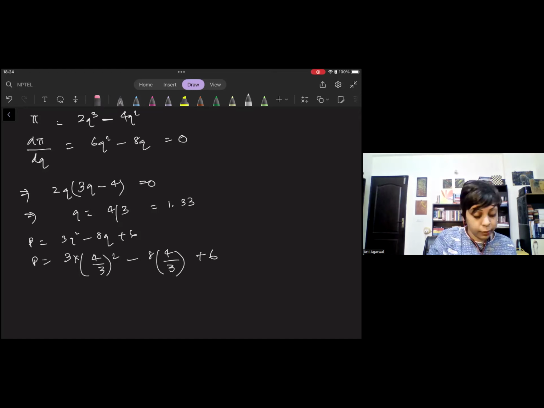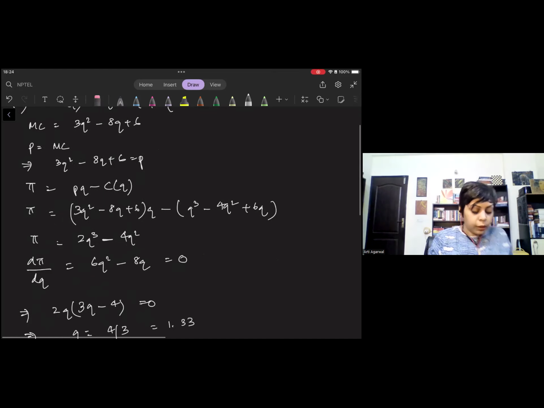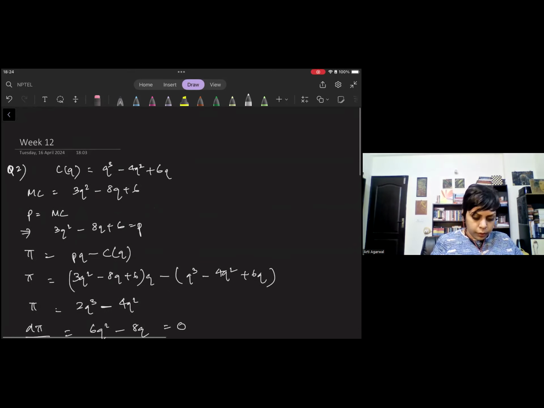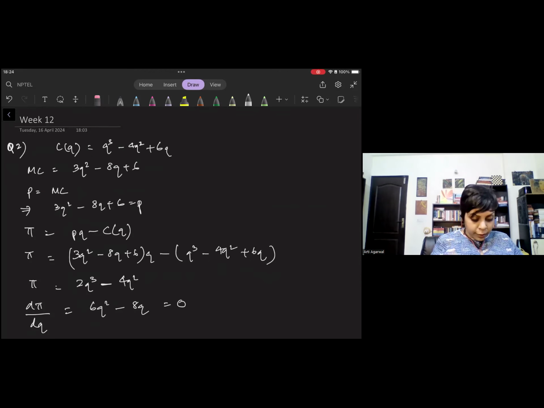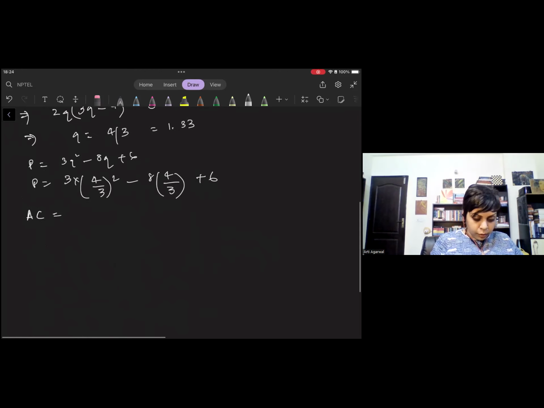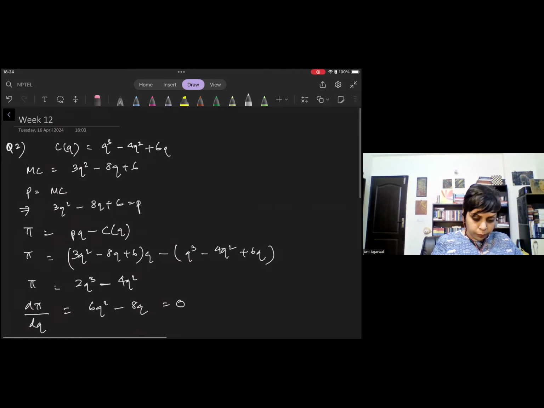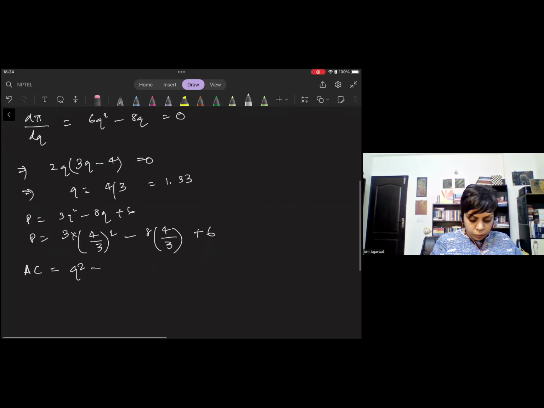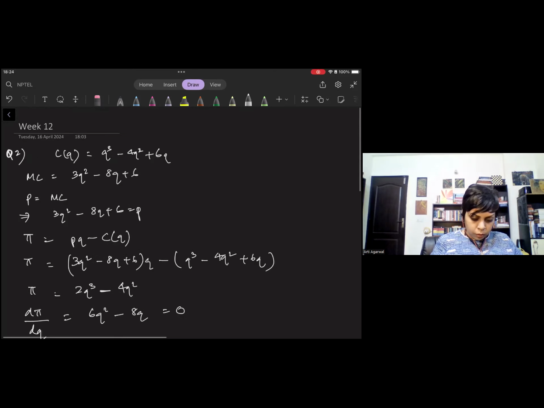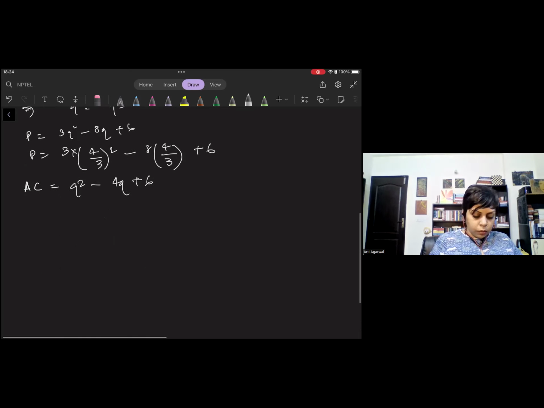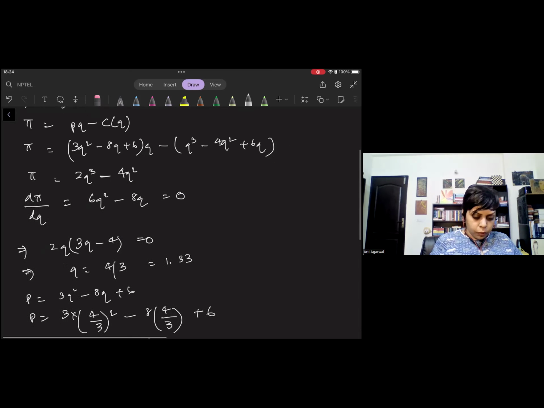Maybe I've made a mistake somewhere. Actually, in equilibrium, you will have average cost equal to marginal cost. So we can try it that way also. I think that is how I originally solved it. I'm sorry, I'm a bit sleep deprived, so I'm not working like I normally do. Minus 4q plus 6. So yeah, I think this will probably give you the correct answer.